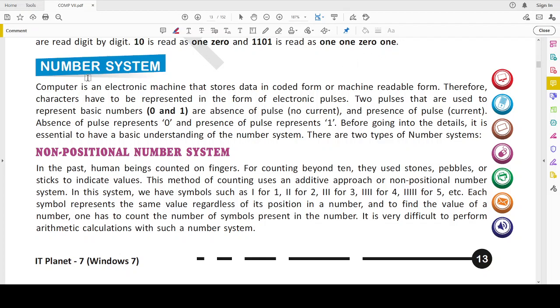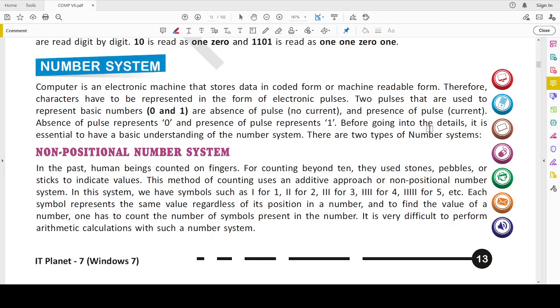Next, number system. A computer is an electronic machine that stores data in coded form or machine readable form. Therefore, the characters have to be represented in the form of electronic pulses. The two pulses that are used to represent the basic numbers 0 and 1 are absence of pulse and presence of pulse. Absence of pulse represents 0, presence of pulse represents 1.